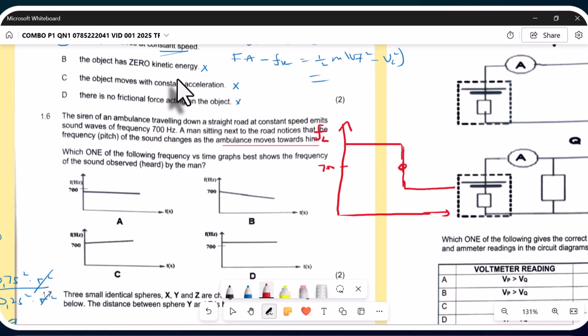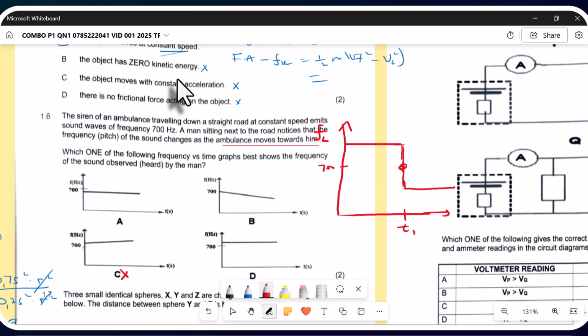So the answer is what? The answer is going to be D, because you see it is above the 700, as it is approaching him. So the answer is D. All right, hope you get it now. Here it is approaching, here it is moving away. So the answer is D here.